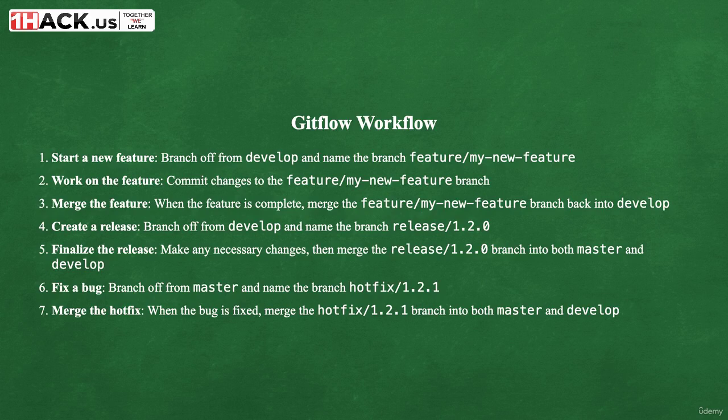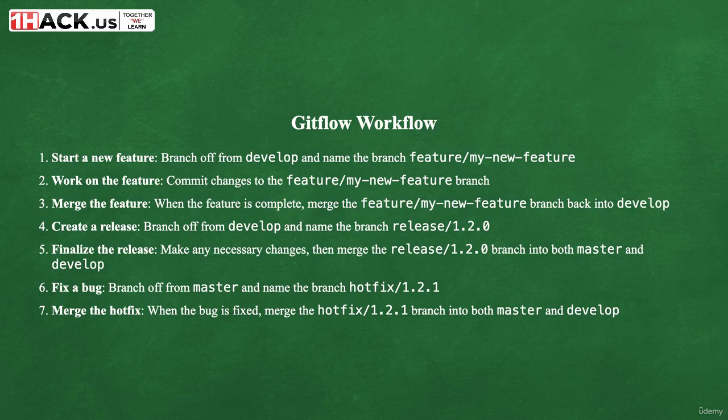The Git flow workflow follows a specific set of steps to manage the development and release of software projects. 1. Start a new feature. When you need to develop a new feature, you'll branch off from the develop branch and name the new branch feature/my-new-feature. This keeps your feature development isolated from the main development branch.